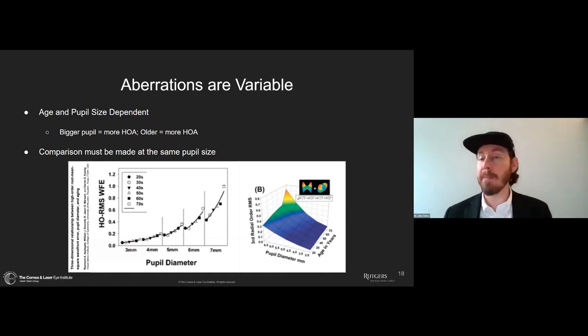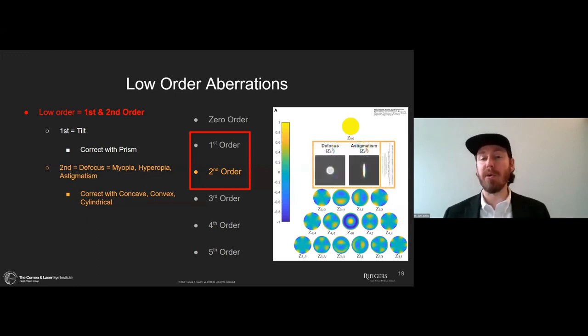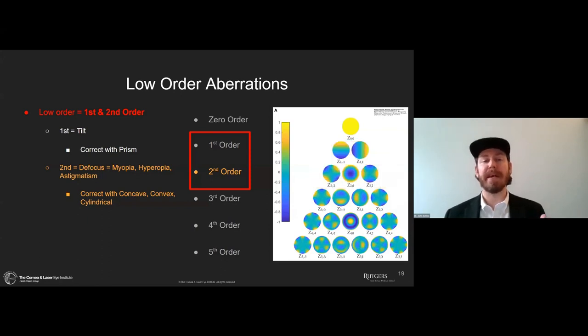This work was done by Applegate and Marsack's group, some of the leaders in this research. And what we can see is that there is a relationship between aberrations, pupil diameter, and age. It's all graphed here, but it's specifically impactful in those higher order aberrations. So what do I mean when I say high and low order aberrations? If we look at our Zernike pyramid, it is split into high and low order aberrations. The low order aberrations are the first and second order aberrations. First order is going to be tilt, and then our second order is going to be defocus and astigmatism.